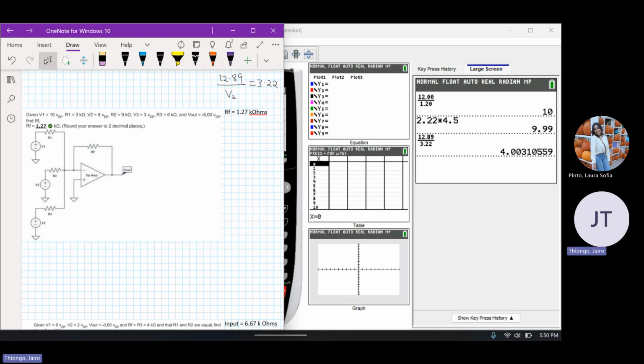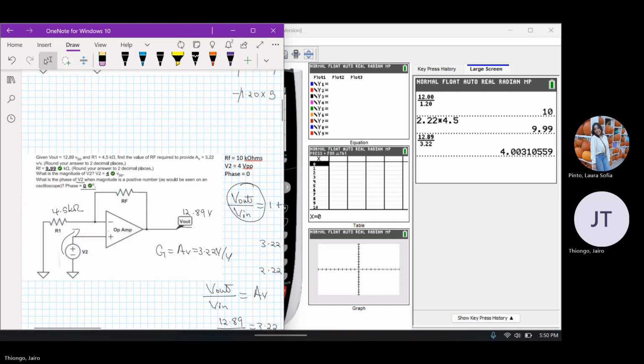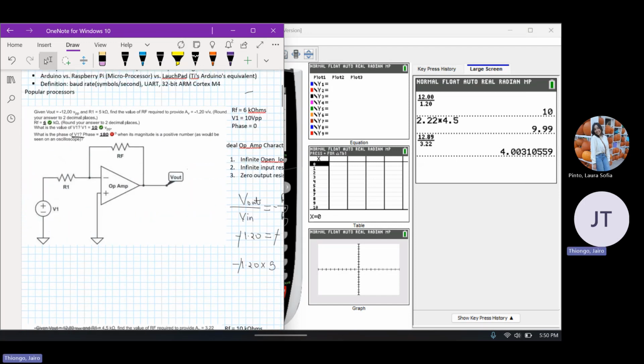Okay, sure. Okay, so as I explained before, that comes from noticing what type of op amp you're working with.